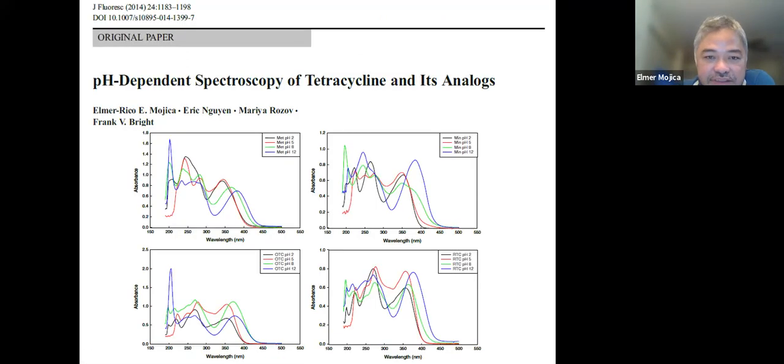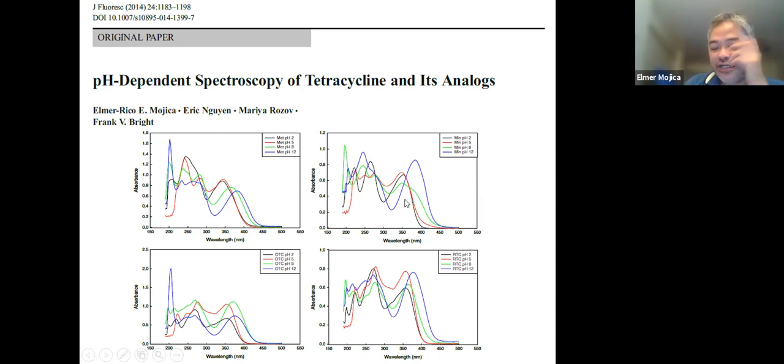Now, part of the things that I did in grad school, which I asked my student to repeat at Pace University, is we look at different pH of this tetracycline. Since we noticed that at different pH they change, we try to monitor them. We use what we call different analytes.